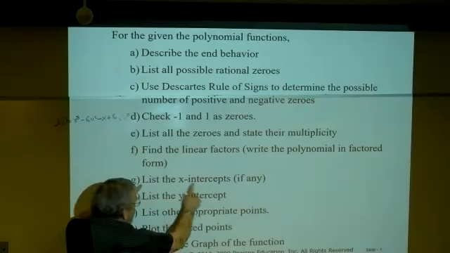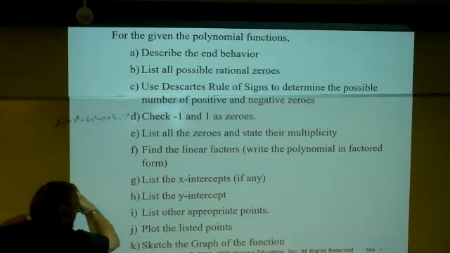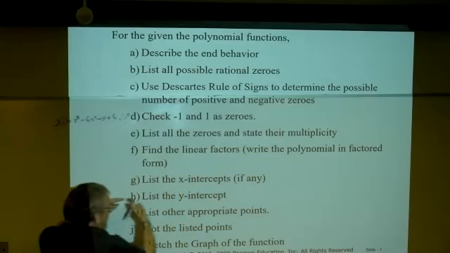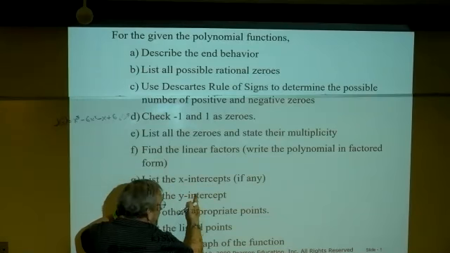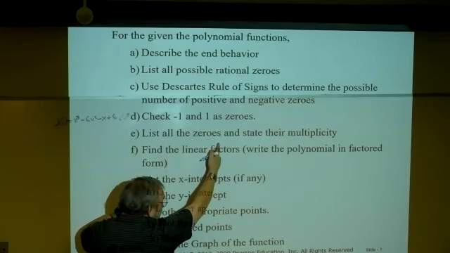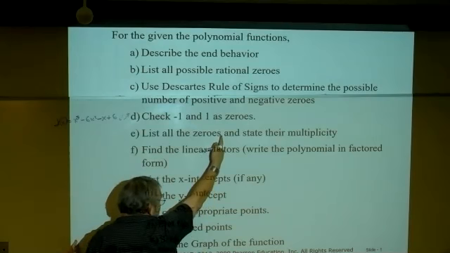Once I know the x-intercepts, from the furthest left x-intercept, it's going to go down from that. And from the furthest right x-intercept, it's going to go up from that. So that'll give us the up and down.